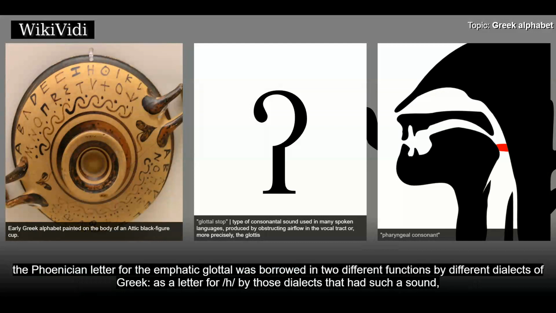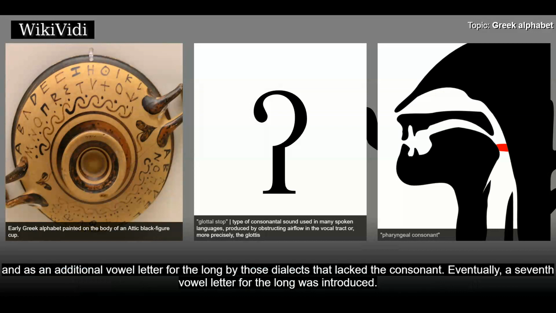In addition, the Phoenician letter for the emphatic glottal was borrowed in 2 different functions by different dialects of Greek, as a letter for /h/ by those dialects that had such a sound, and as an additional vowel letter for the long by those dialects that lacked the consonant. Eventually, a 7th vowel letter for the long was introduced.